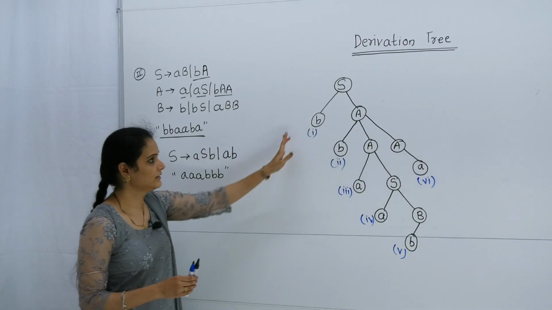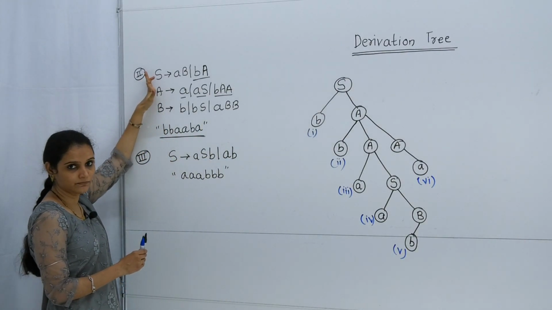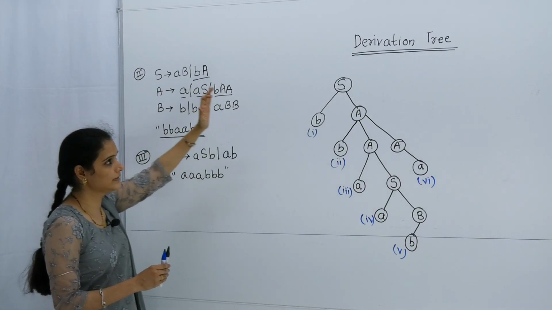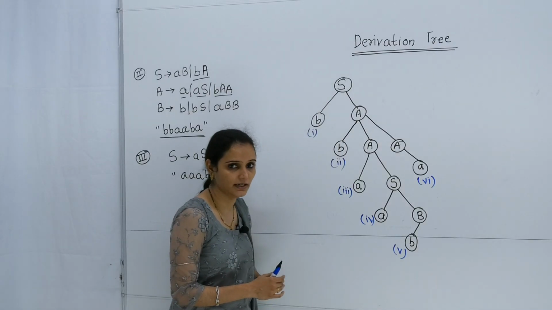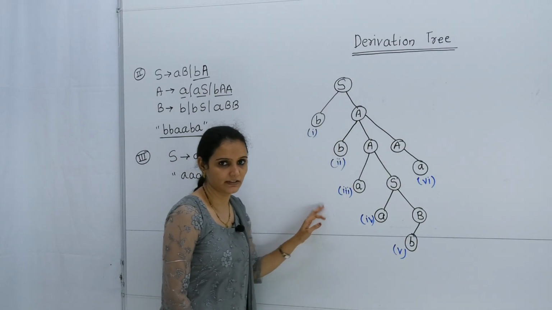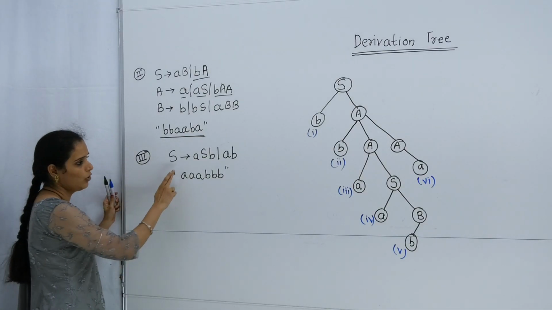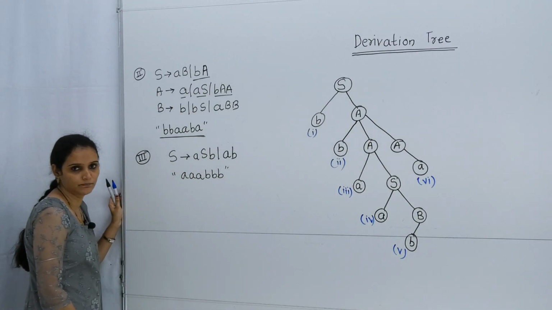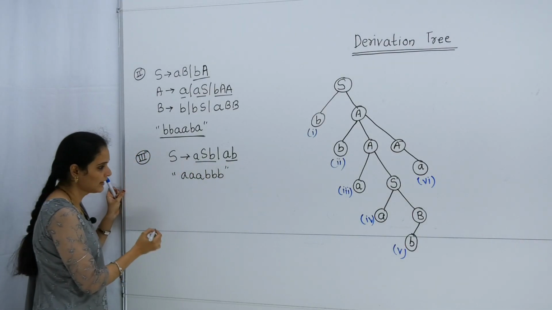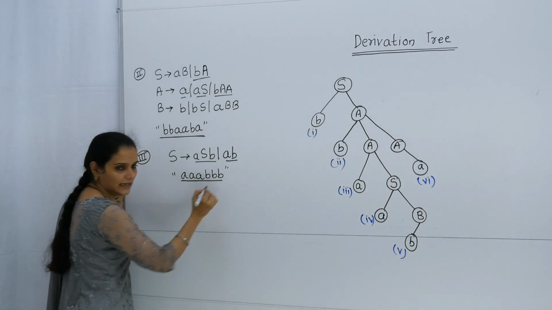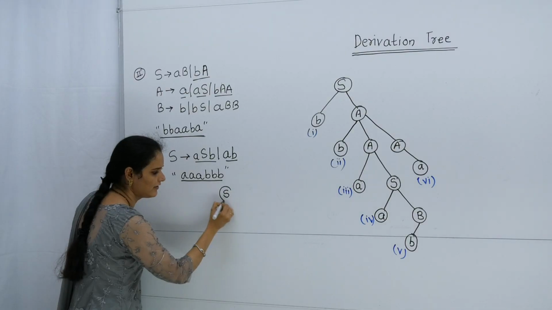So here the string to be derived is given, the grammar is given, and we are using that particular type of derivation, that is derivation tree or parse tree, to derive the string. Okay. Then here we can observe this third example is given. Only two production rules are given. S produces SBA and S produces AB, and the string to be derived is AAABBB. So students, here that is a very simple derivation tree.